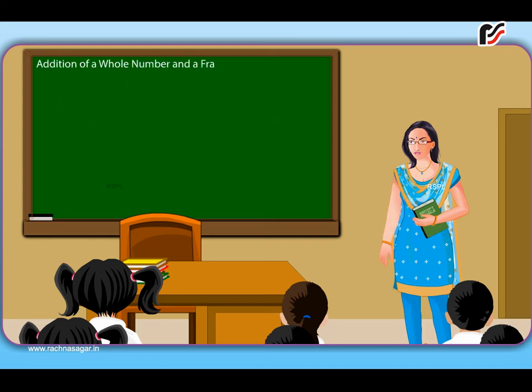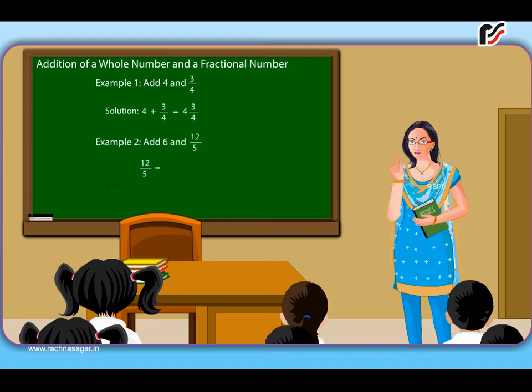Addition of a whole number and a fractional number. Example 1. Add 4 and 3 by 4. 4 plus 3 by 4 is equal to 4, 3 by 4. Example 2. Add 6 and 12 by 5. 12 by 5 is equal to 2, 2 by 5. 6 plus 12 by 5 is equal to 6 plus 2, 2 by 5, which is equal to 8, 2 by 5.